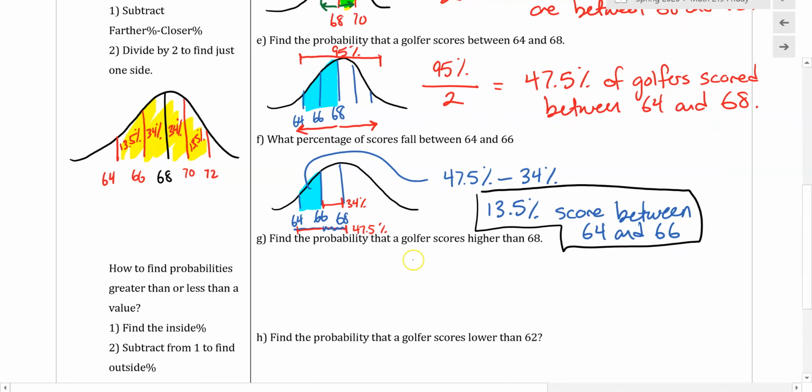What's the probability that a golfer scores higher than 68? Well, 68's the middle. So the probability that someone scores higher than that would mean that they live on this side of the curve. Remember, probability is area under the curve. Okay, so wouldn't that just be 50%? It's the upper half of the curve. So the probability they score higher than 68 is 50%.